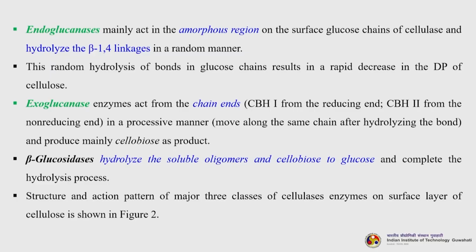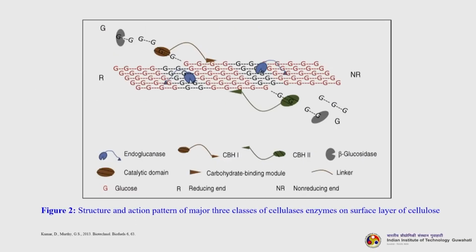Now, we will understand the role of exoglucanase. These enzymes act from the chain ends, like CBH1 from the reducing end and CBH2 from the non reducing end, in a processive manner. That means they move along the same chain after hydrolyzing the bond and produce mainly cellobiose as the product. So, let us see how it happens.